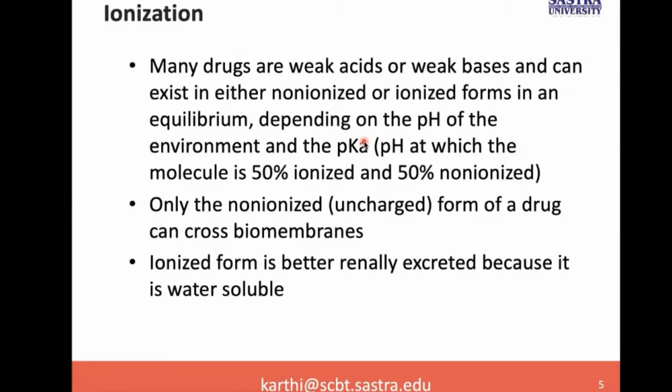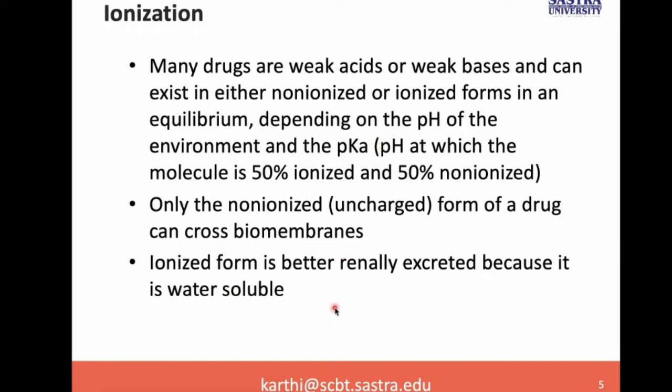Again, why is this ionization important, and why did we study the Henderson-Hasselbalch equation in detail? Only the non-ionized, uncharged form of the drug molecule can cross the biomembrane, which is a lipid bilayer. The ionized form is better renally excreted because it is more water soluble. Is this point understandable? These are very fundamental concepts in medicinal chemistry for understanding pharmacokinetics.